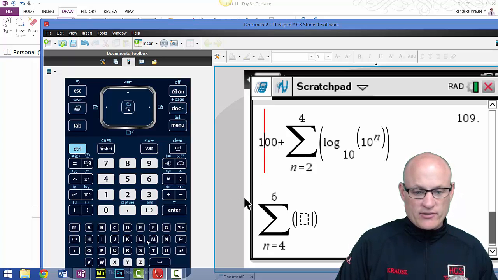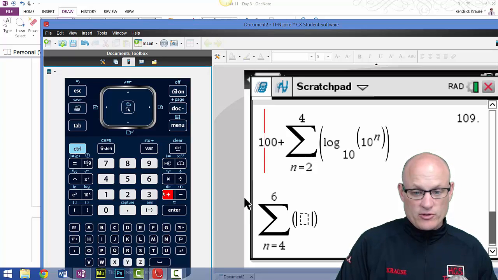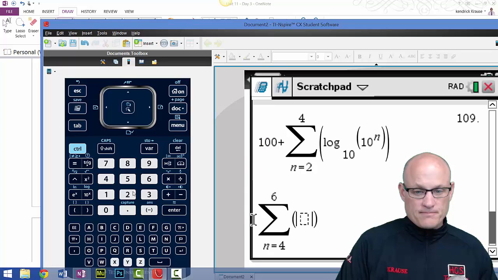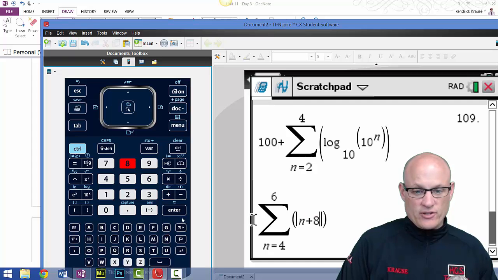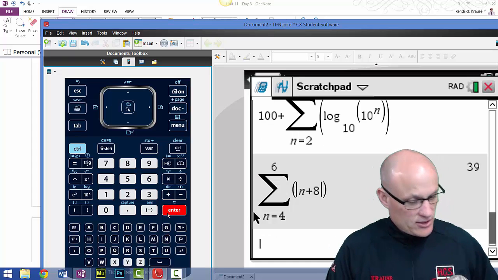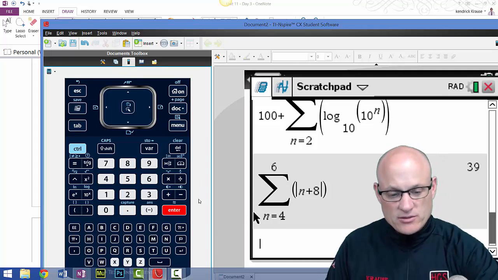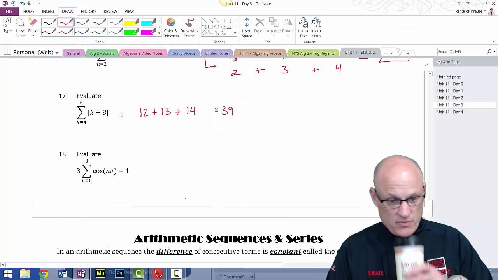K plus 8. In this case, n plus 8. Whatever variable you use, you probably should use, first of all, the one they give you. N plus 8. And there's 39. And hopefully we got that. I think we did. All right, the next one is not so easy.